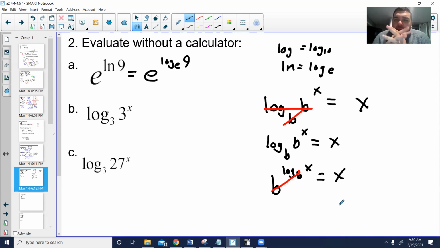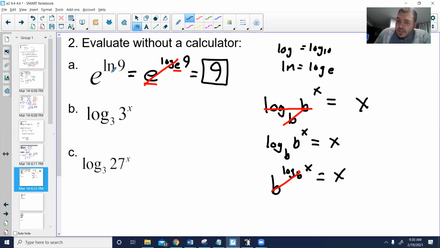So why is that significant? Well, let's look at problem A. We have e to the log base e of 9, or like log base e 9, technically how you say it. E and log base e are the same thing. Because they're the same thing, I can cross that out. And all I'm left with is a normal 9, which means my answer for this is just a 9.